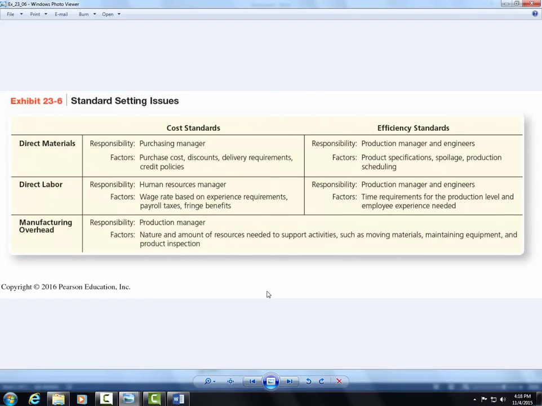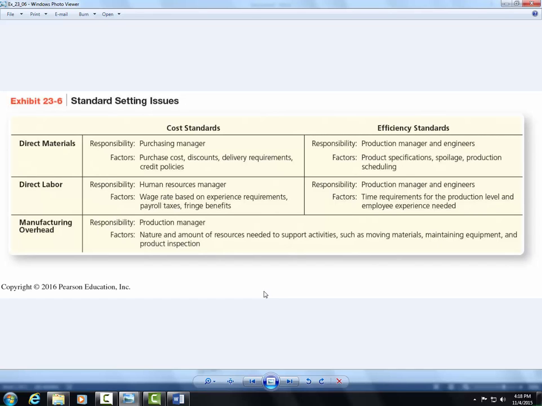The second part of this chapter deals with standard cost accounting. And a standard is the cost or the quantity that it is expected to take to produce one unit. Let me say that again. The standard is the price, cost, or quantity it takes to produce one unit under normal conditions.